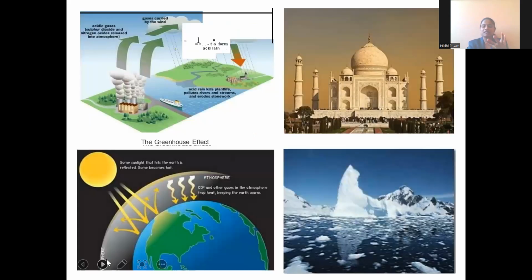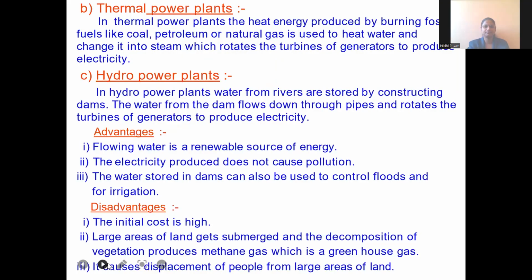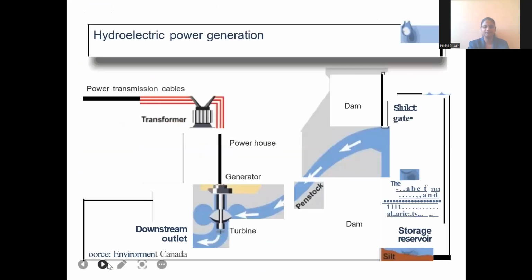Greenhouse effect. The Taj Mahal is made up of marble. Due to the acid rain, it is losing its shining property. And here, the polar ice, the ice on the poles, is melting due to the increase in global warming. This we all learned.